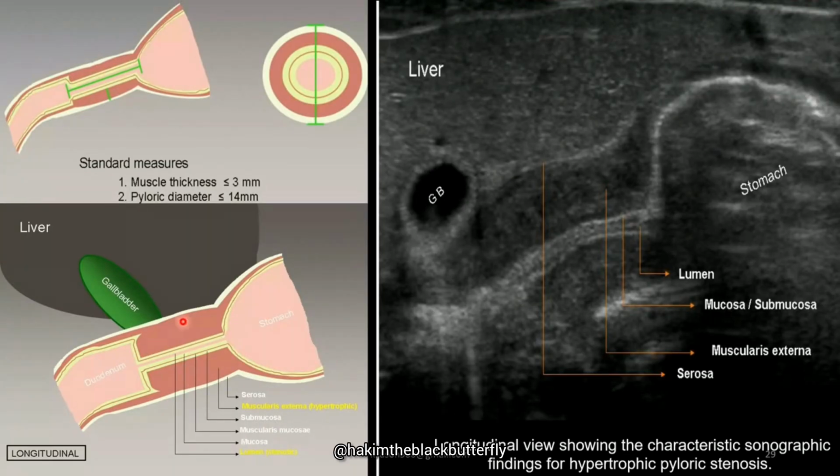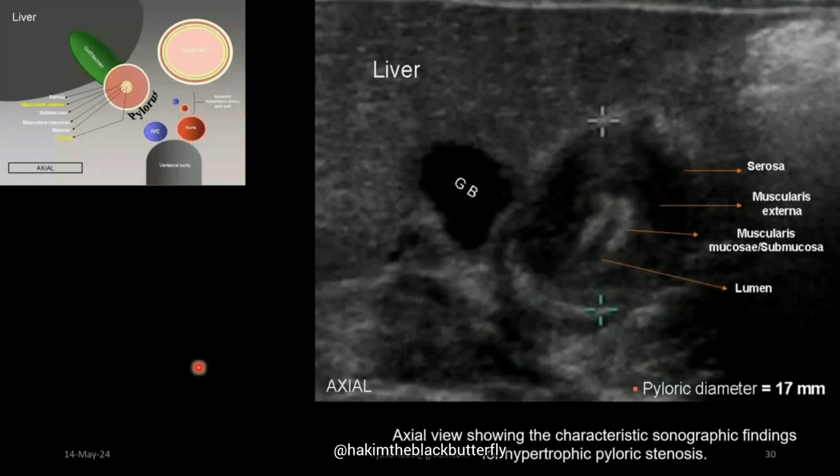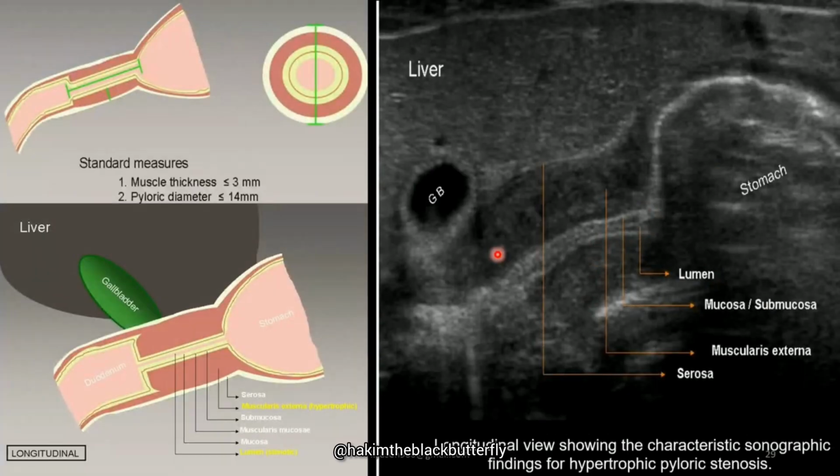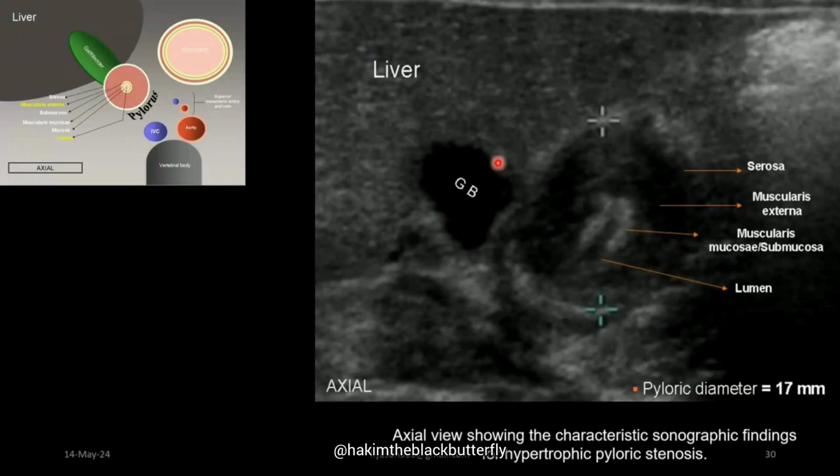In transverse, you can still see our pylorus. You can see the muscle that has been thickened. The muscle layer that has been thickened. The lumen has been narrowed down. Okay. We said normally the pyloric diameter is not supposed to exceed 14 millimeters, but it can be more than that in this situation. So that is hypertrophic pyloric stenosis.